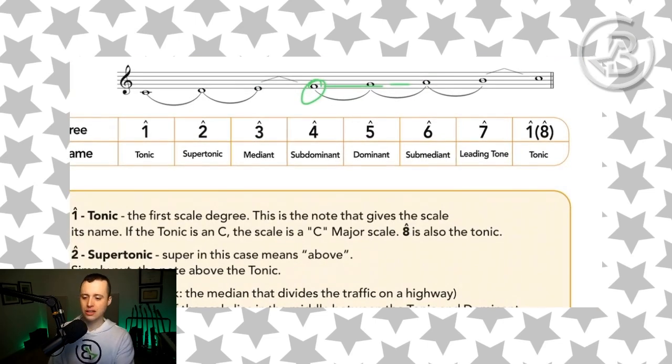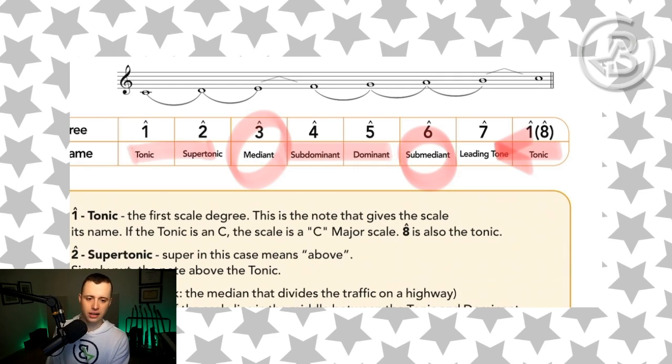Scale degree 6 is called the submediant. Now it's called the submediant because, well, it's between the dominant and the octave of the tonic. It's not like the mediant, where there were 2 and 2 and it was right in the middle. But the submediant is right here, and it is below the tonic and the dominant. So we're going to call that the submediant.